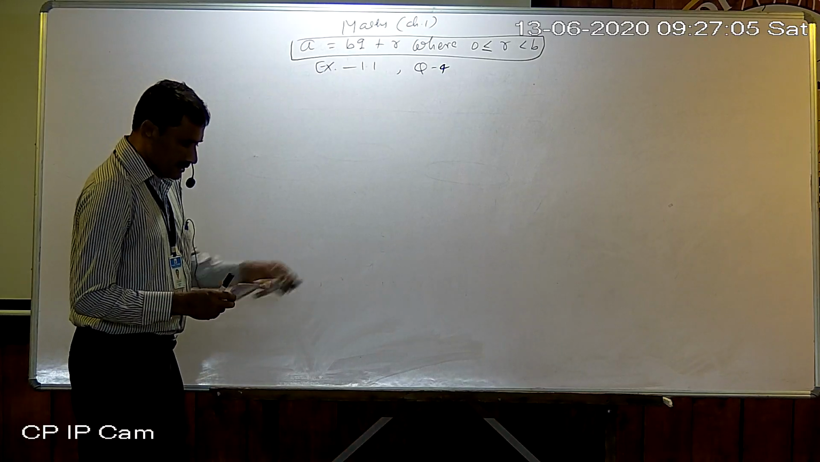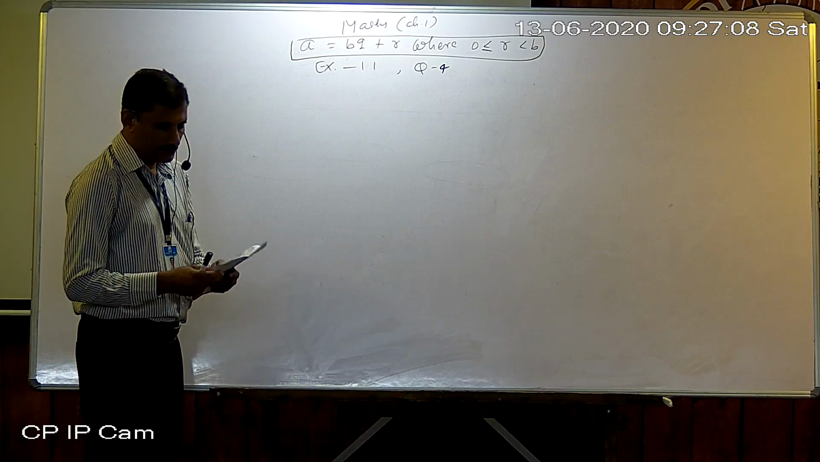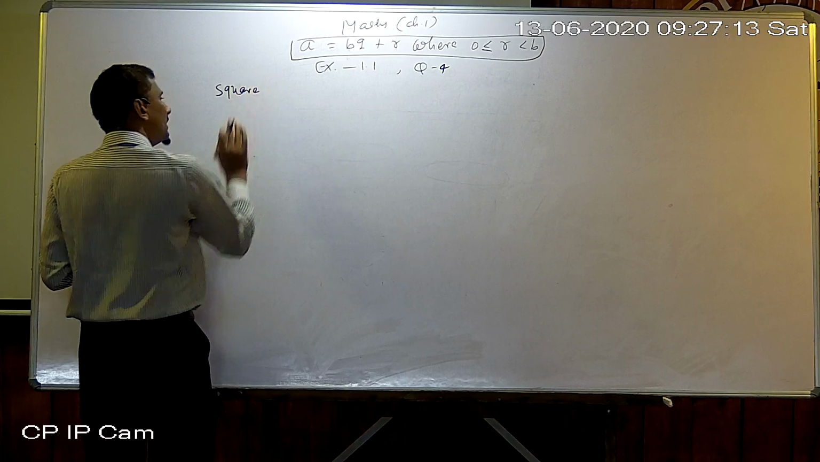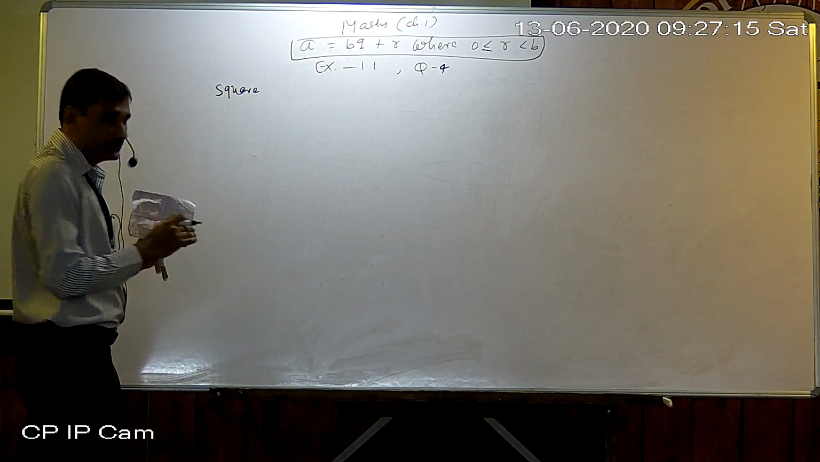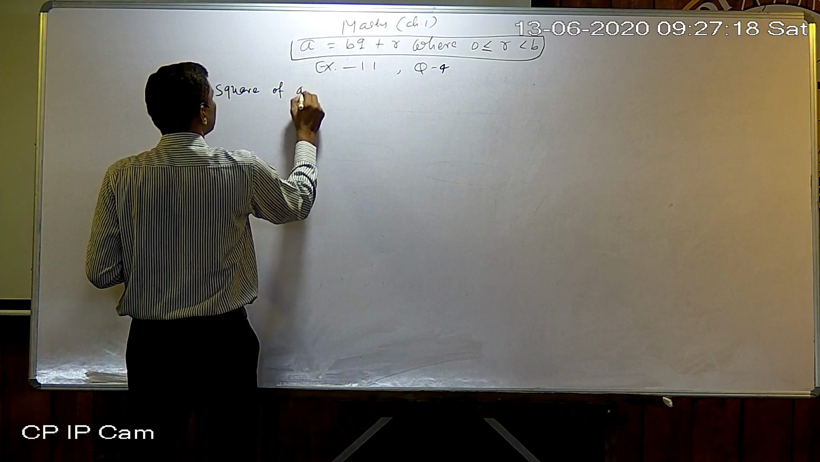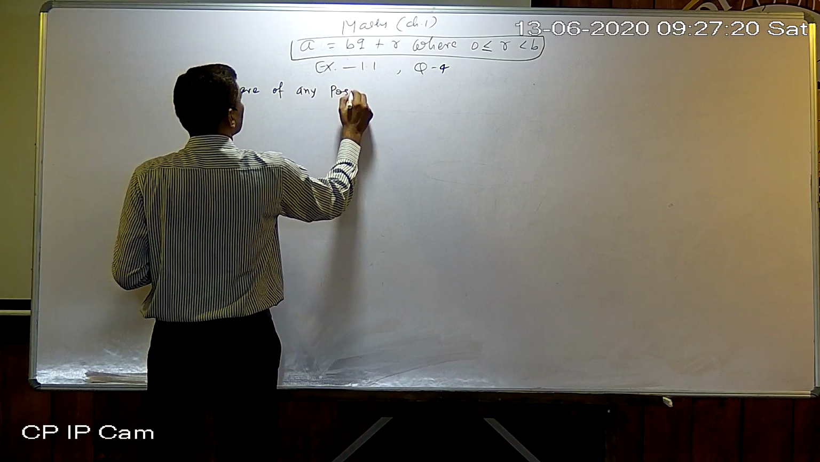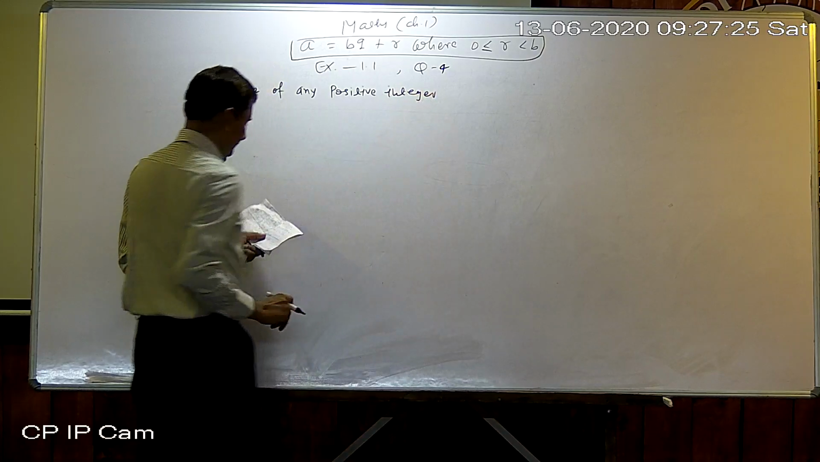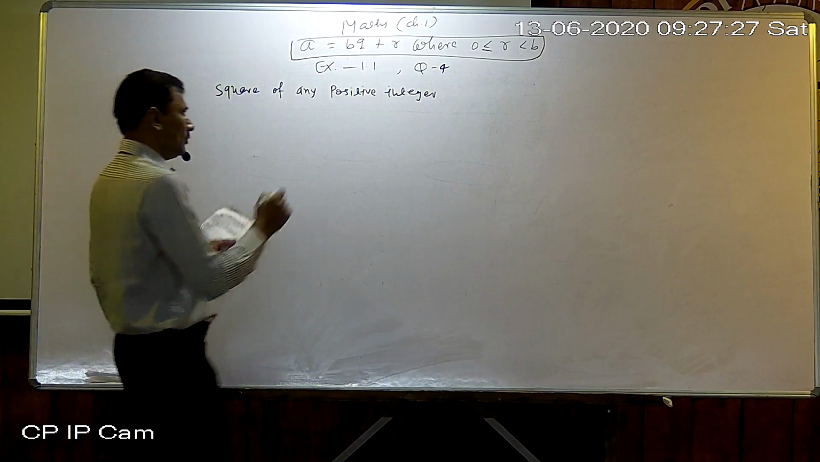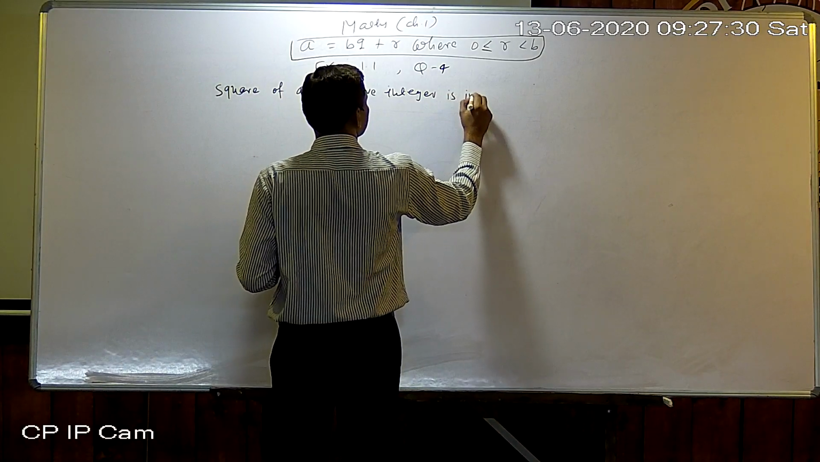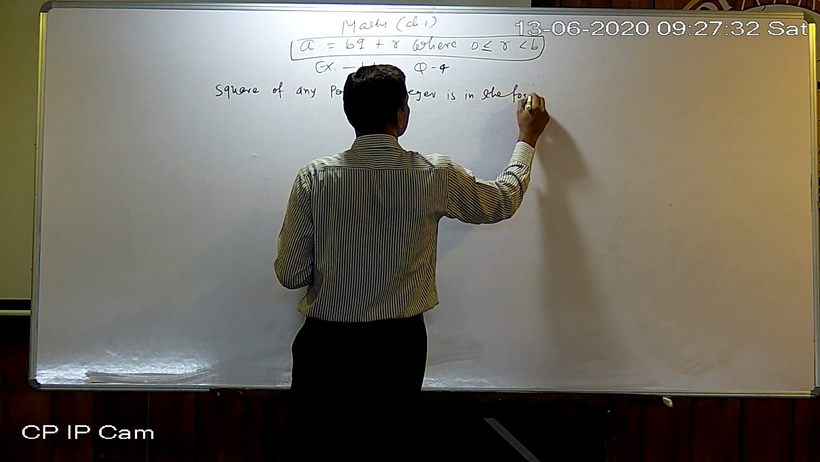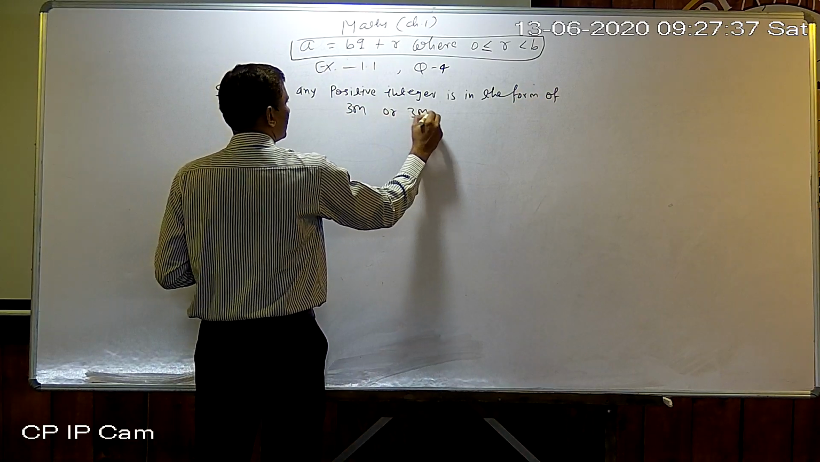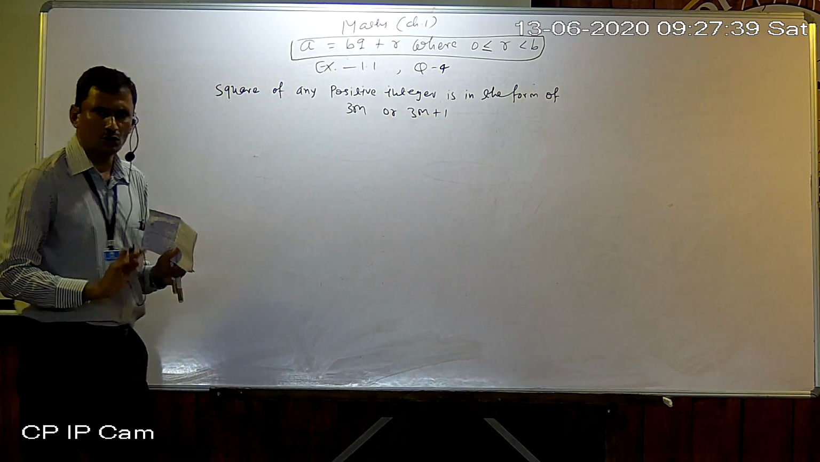Now, it is written there: square of any positive integer is in the form of either 3m or 3m plus 1. Here square is there. In the earlier one, it was only positive integer, not square of a positive integer. What is the meaning of this one? First of all, understand before going to the solution.